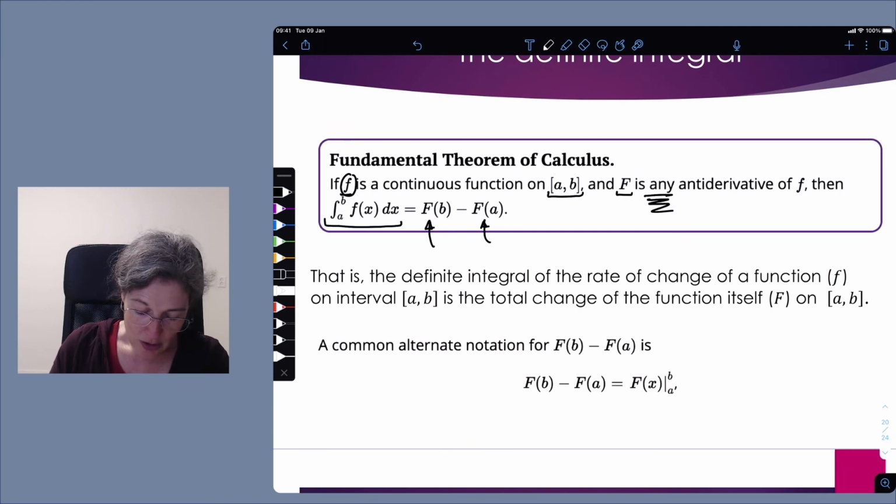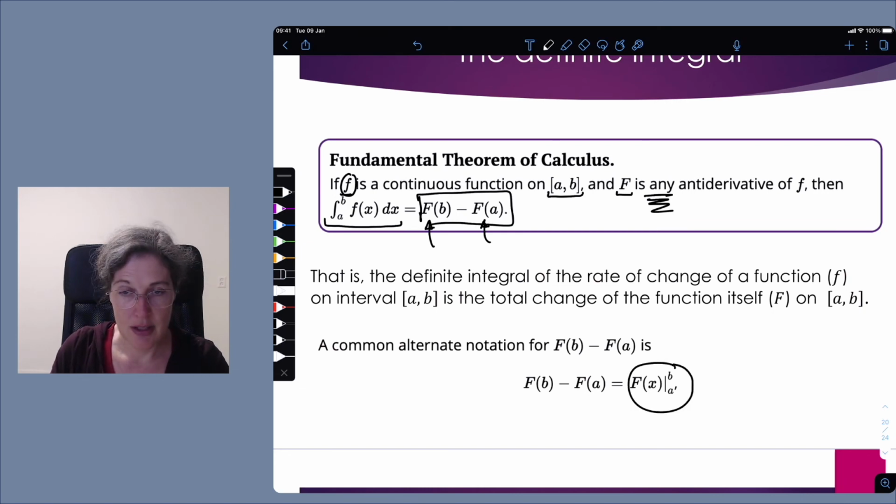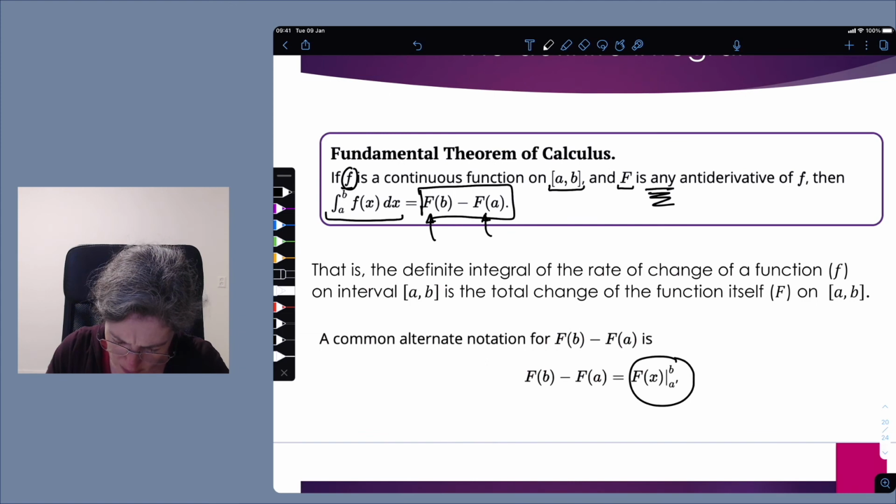Just a little notation thing. We might often write this F at b minus F at a like so. If you see that notation, that means take F of x when x is equal to b and subtract it from F of x when x is equal to a. There shouldn't be a prime there.